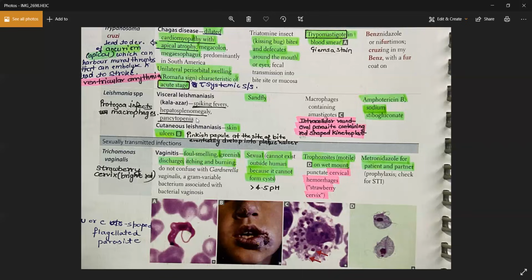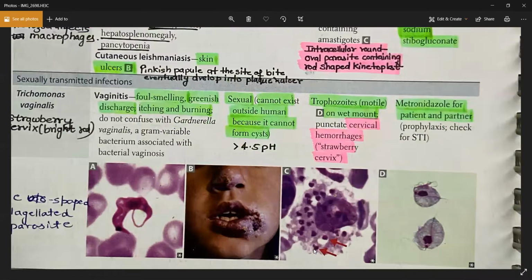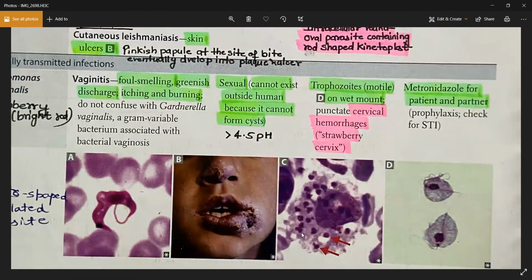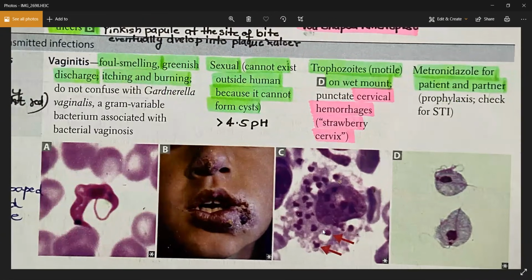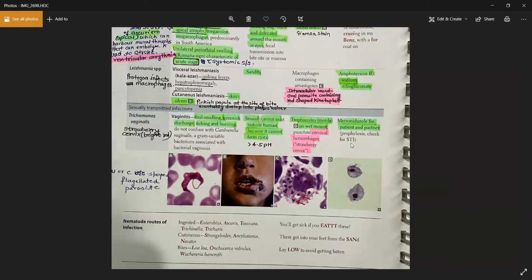In the biopsy of the patient, you can have these intracellular organisms having rod-shaped kinetoplasts. They will describe it like that: intracellular oval parasites having rod-shaped kinetoplasts. You can see these rods very clearly. These are kinetoplasts.